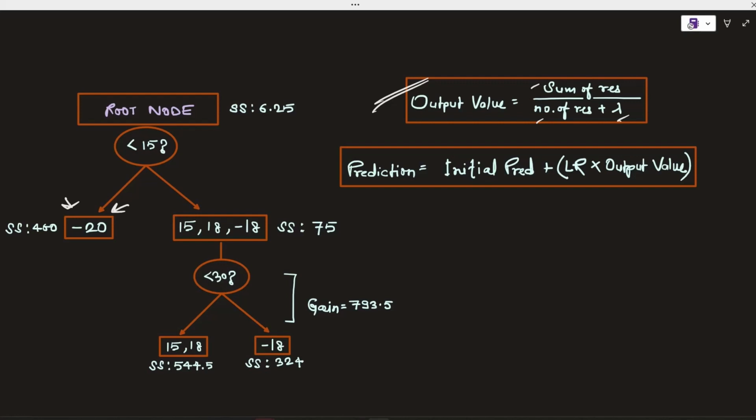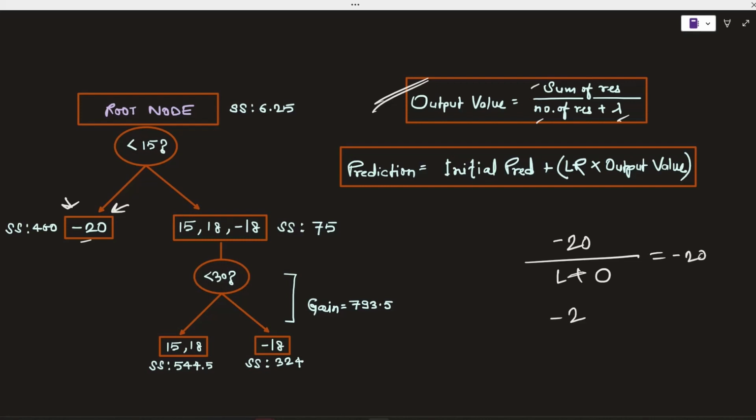Since there is only one residual within this leaf node, we do not need to sum up anything. So I will keep it as minus 20 divided by number of residuals, which is 1. And for example, let's keep the lambda value as 0. In that case, the output as well is going to be minus 20.